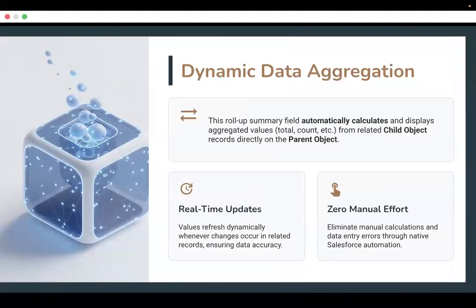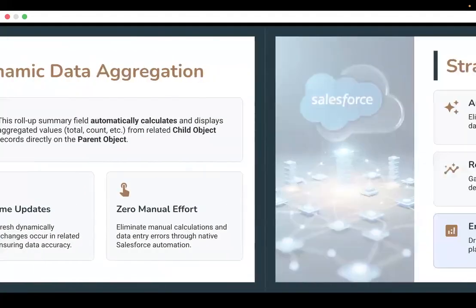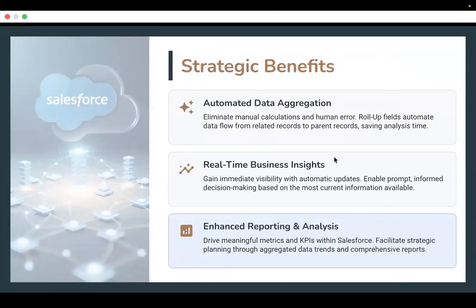So we can see real-time updates with zero manual effort, and the roll-up summary field automatically calculates and displays the aggregate value, such as sum or count, from the related child object directly on the parent object, which we have seen practically yesterday. Then these are the benefits, as I said: real-time business insights, enhancing your reporting and analysis. That means you don't need to go to each and every child record to see the maximum interview score. Even if you have attended 100 mock interviews throughout the 3 or 6 months of the course duration, you can see the top score immediately on the student record itself. That means you can observe the results very quickly.